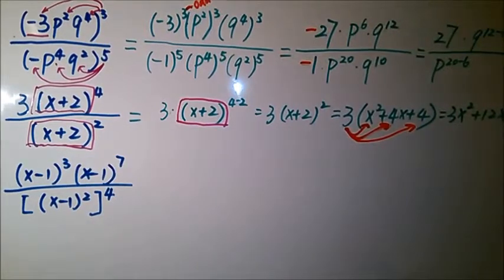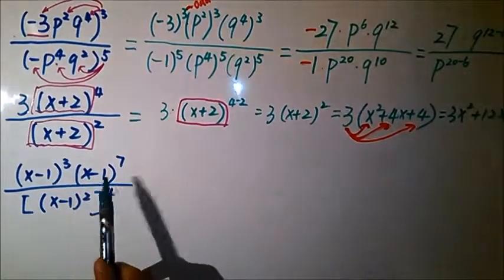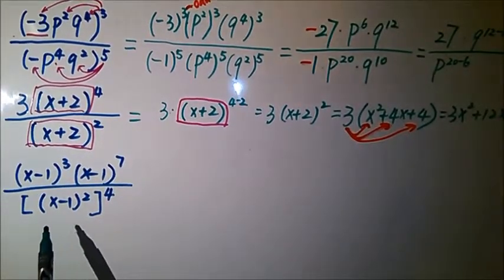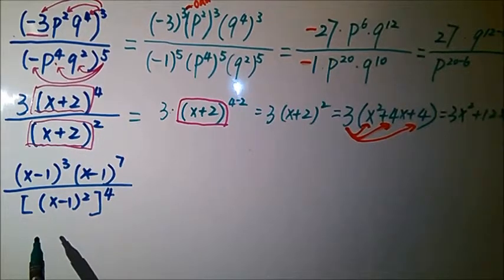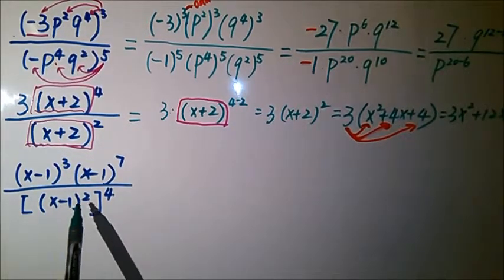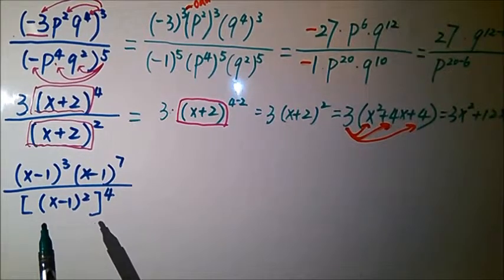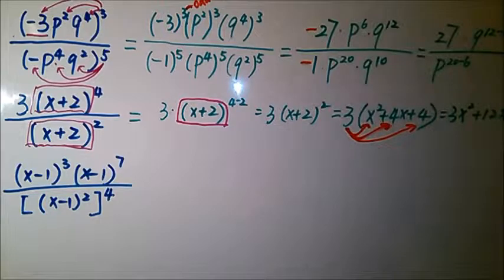Next one is x minus 1 all cubed times x minus 1 to the 7th power. And in the bottom there, we have a parentheses within the parentheses, x minus 1 all squared, and then that is to the 4th power. So the first thing we're going to do, we see that we have, again, 3 organisms that look the same.